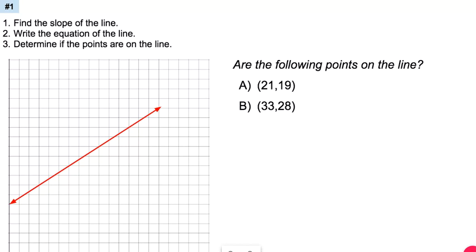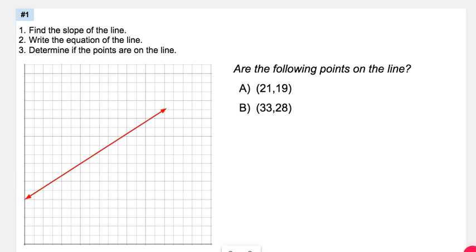So let's head over to number 1. This is the first graph that you should see. Number 1, find the slope of the line. What you're missing here are the triangles. You're not given any triangles. In the last activity and in the notes, you were given the slope triangles. Well, just because they're not given to you doesn't mean they're not there. Sometimes you'll have to find them yourself.